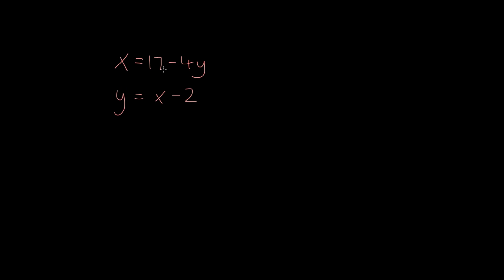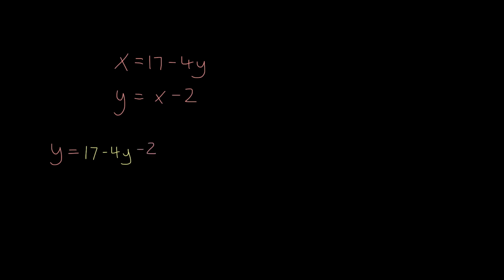In a situation like this, we can choose which one we want to plug the other equation into. So I can either plug in x minus 2 for the y in the first equation, or I can plug in 17 minus 4y for the x in the second equation. What I think I'm going to do is plug in 17 minus 4y into the x of the second equation. So we're going to have y is equal to x, which is 17 minus 4y, minus 2.